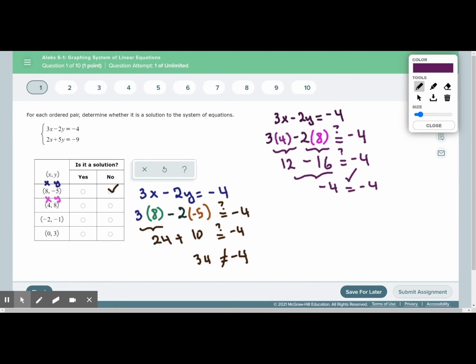So this is a correct answer. It's a yes. Oh, sorry, I shouldn't say yes yet because it's just one equation. We need to check the second one. Okay, so we're happy with that answer, they satisfy the first equation. You have to check the second one.